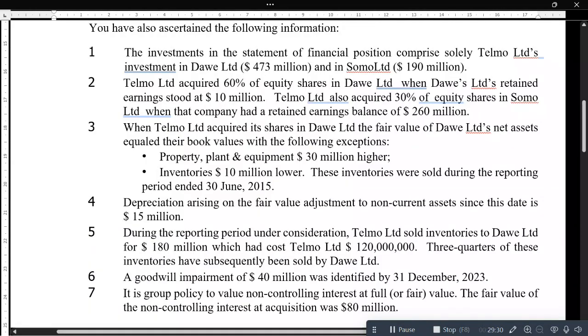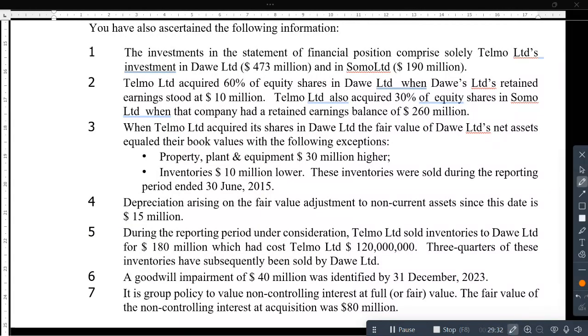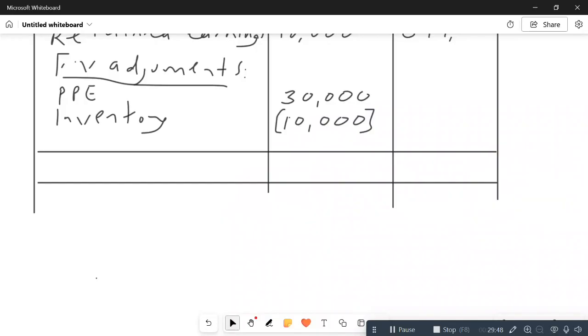When you check here, we are saying these inventories were sold during the reporting period ended 30th June 2015, meaning the inventory was sold. At the beginning of the year, or at the time they acquired this company, the inventory was 10, which was overstated. We have to remove. However, at the end of the trading period, this stock was sold off, meaning you come here and you put your 0.